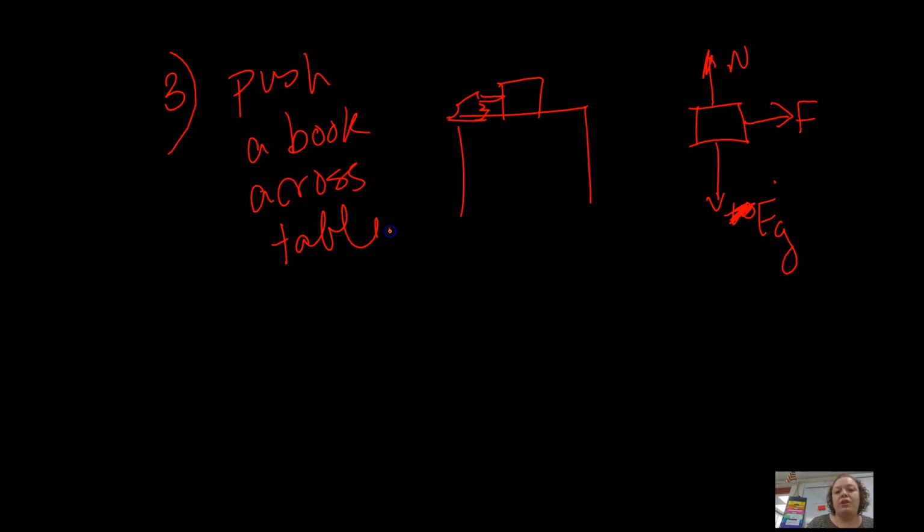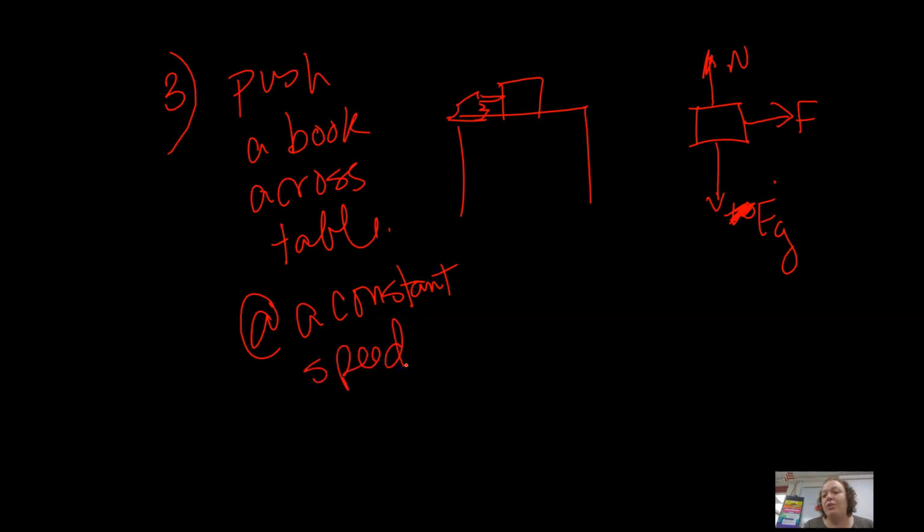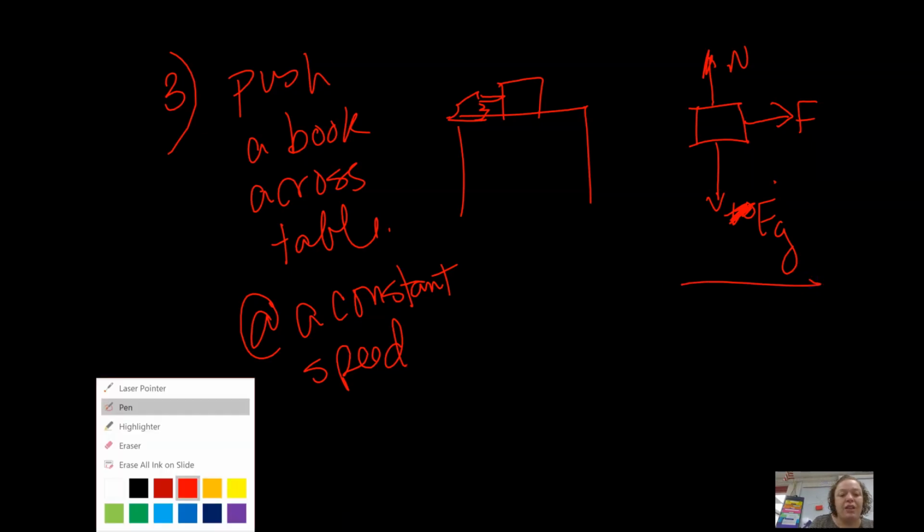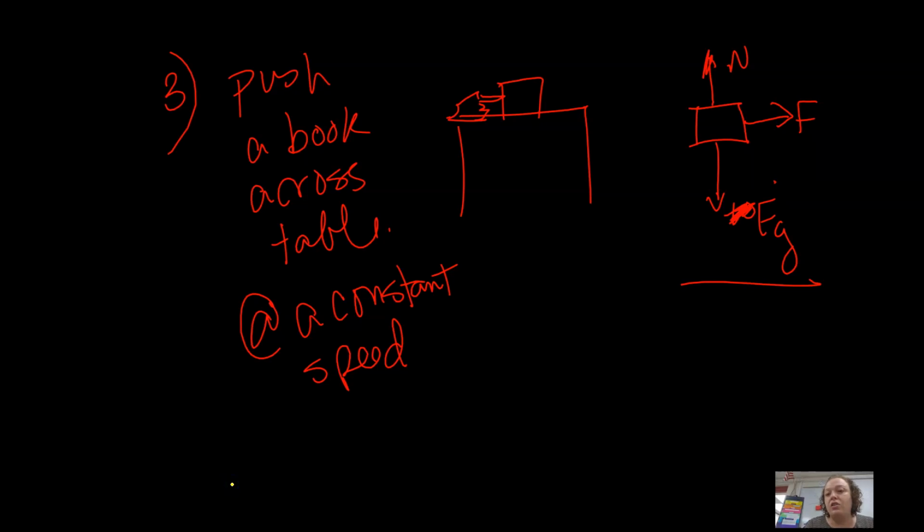But let's say we are pushing a book across the table at a constant speed. If it's pushing across the table at a constant speed, what we have here cannot be it. We have to have something in here that's going to make it balanced. That indicates that there must be friction, and friction should be approximately the same length. Now this is balanced.